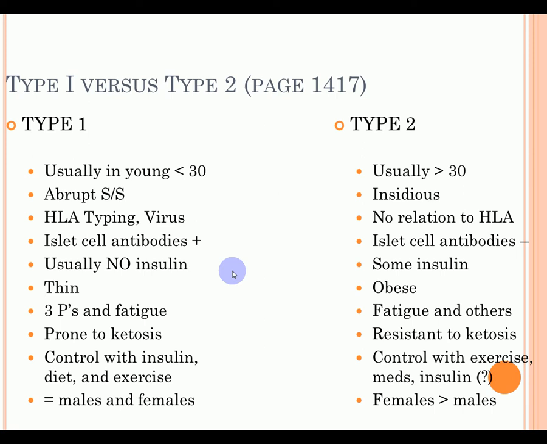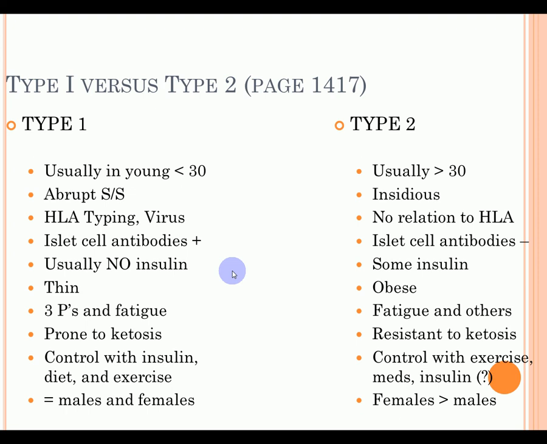With type 1, we usually see this in our young people, younger than 30, with a peak age of 10 to 15 years. The signs and symptoms usually come on abruptly. They can be fine one day, and the next day they have increased thirst, increased urination, and increased hunger, and end up with type 1 diabetes. There is a relationship with HLA typing and viruses. The islet cell antibodies are going to be positive for type 1.